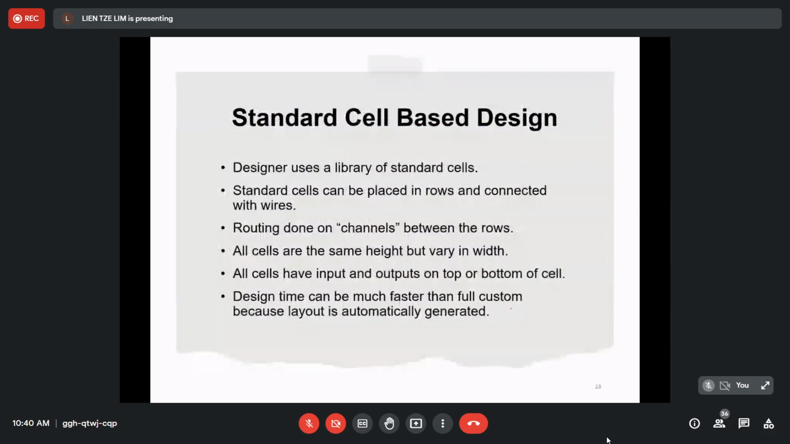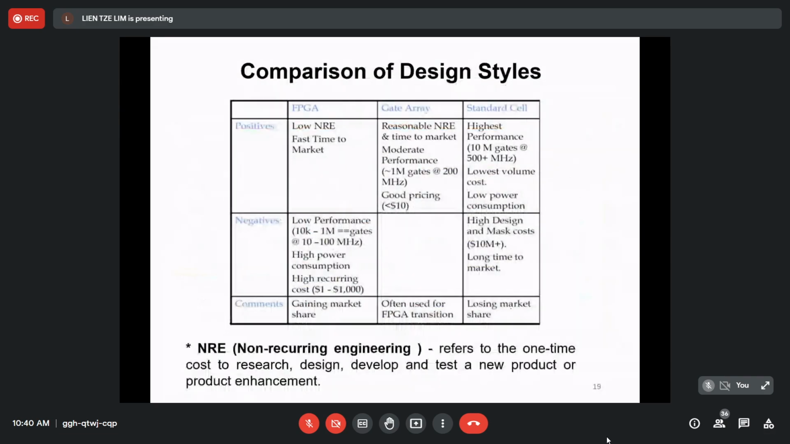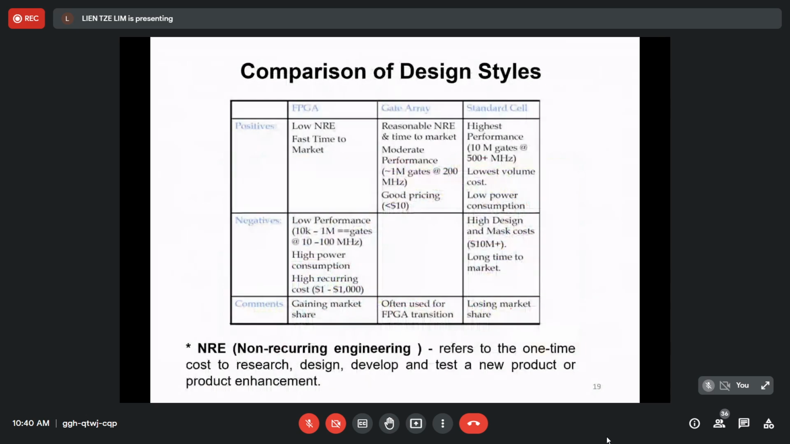Now I will go straight to the table, because I stopped here last time. This one is the figure of the full custom. So I will start with this table. These are the comparisons of the design styles. The comparison here is made between the FPGA.